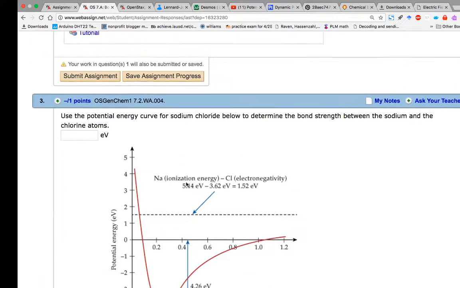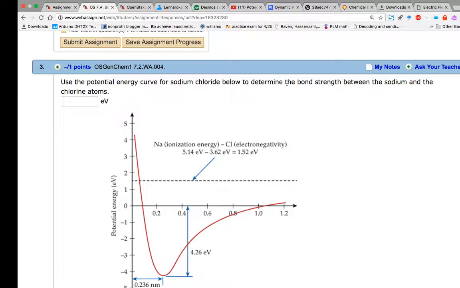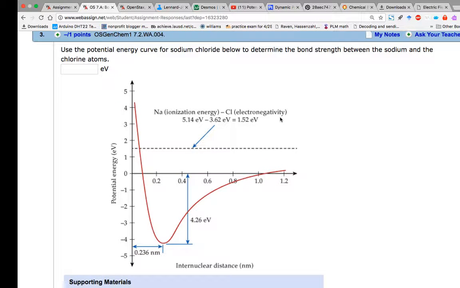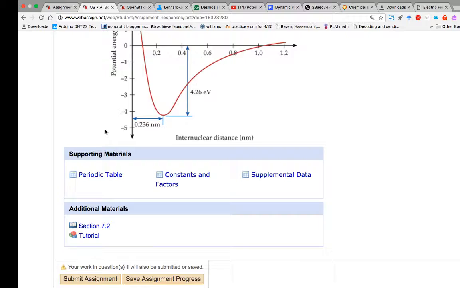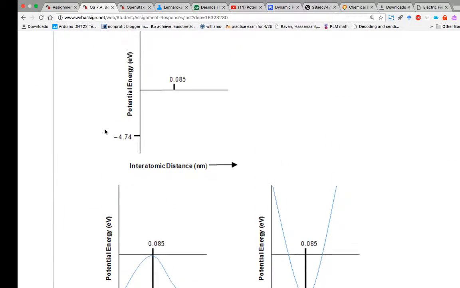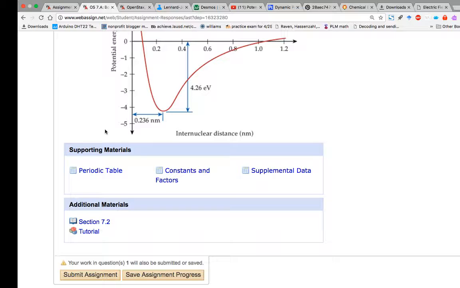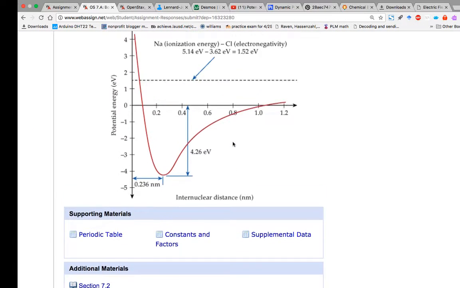Now, what are they asking here, actually? The bond strength between the sodium and the chlorine atoms. Okay, so the bond strength is 4.26 electron volts. That's the bond strength. I hope I'm right about that, because if I'm not right, I might have to start all over again. Maybe I can see if I'm right now. Oh, I am right.